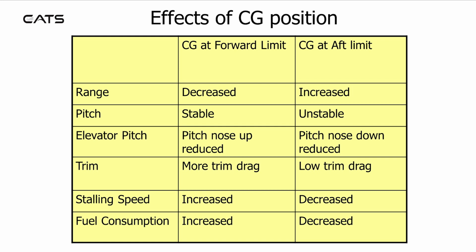Effects of CG position. CG at the forward limit: range is decreased, pitch is stable, elevator pitch nose up is reduced. There's more trim drag, the stalling speed is increased, and fuel consumption is increased. With CG at the aft limit, range is increased, pitch is unstable, elevator pitch nose down is reduced, there's low trim drag, stalling speed is decreased, and fuel consumption is decreased.